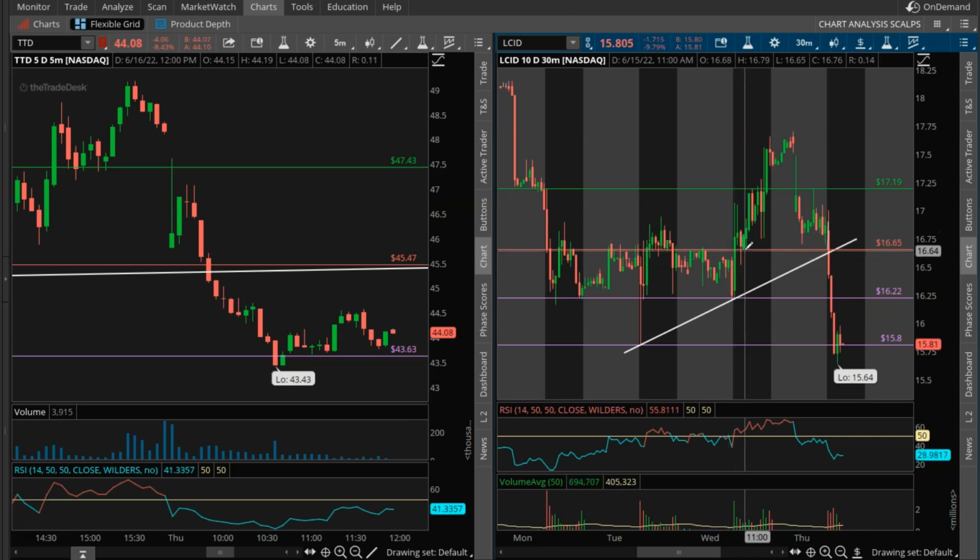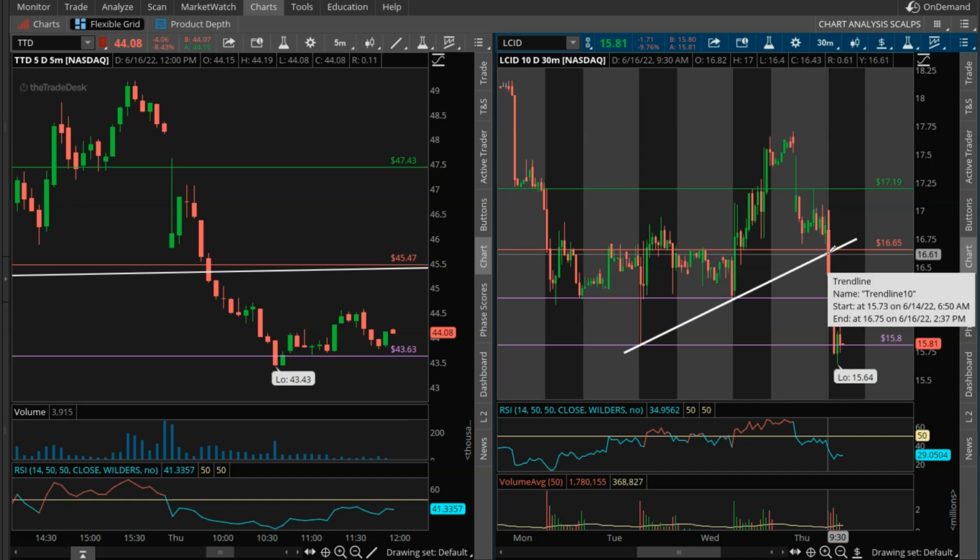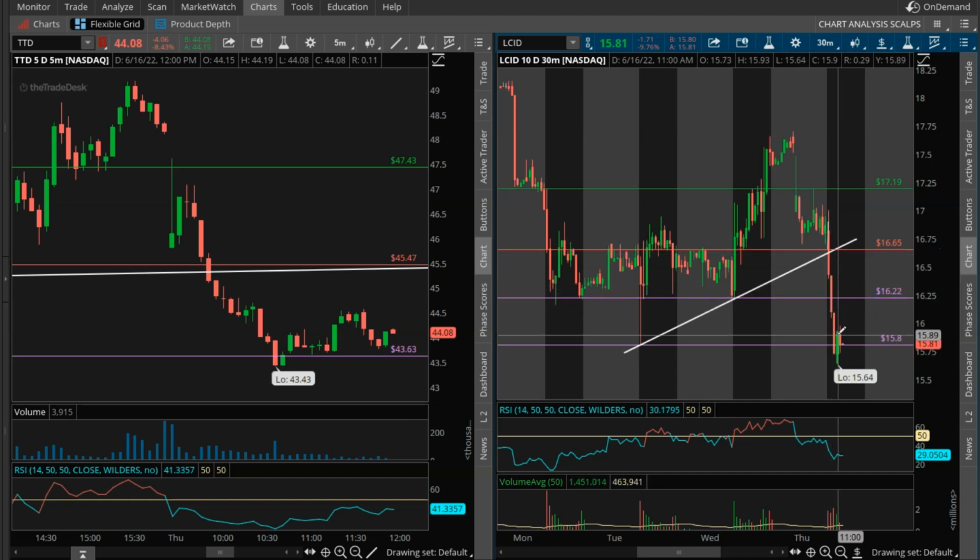Once we broke above, we used it as support, and then going further back, it was a crucial area of resistance, support again, and even going back into this area as well. So this 16.65 was a fine line for going short. I wanted to see us lose this level and make a continuation lower into our targets.